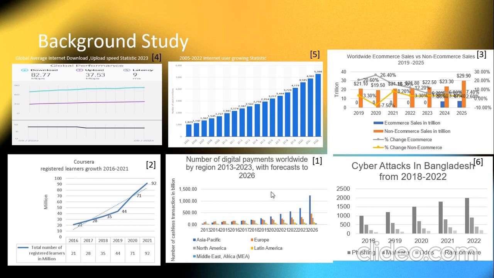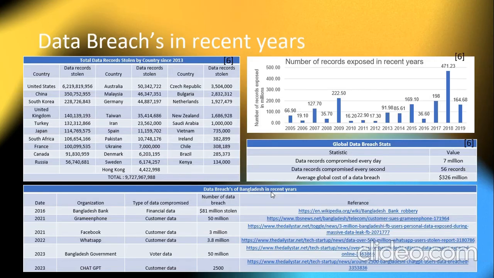But digitalization also comes with some disadvantages. We are facing cyber attacks in recent years. We can see some data breach history. We can see in every country the amount of data breaches is growing. In recent years, Bangladesh also faced some data breaches. So it has become a very important issue, and we have to be more careful about data security.